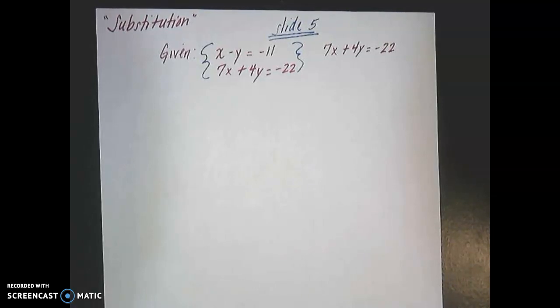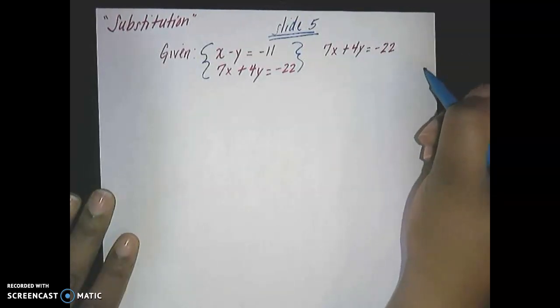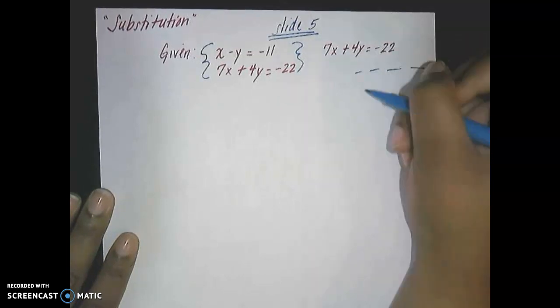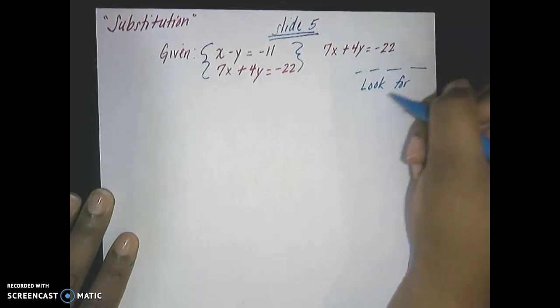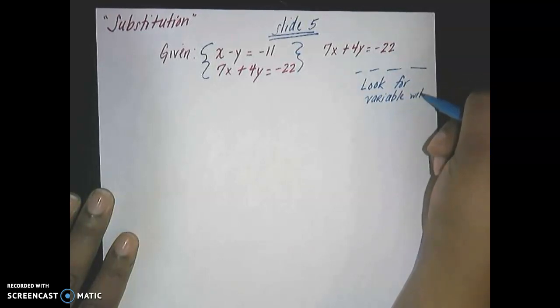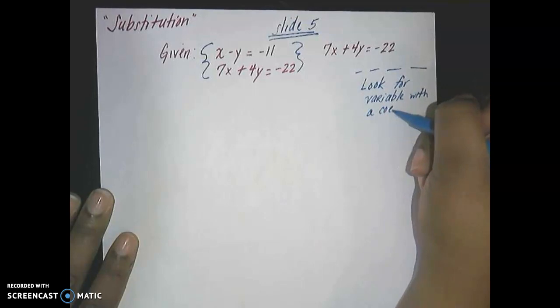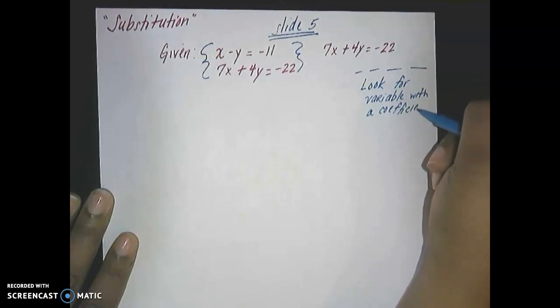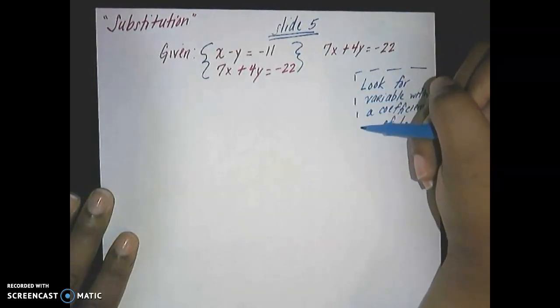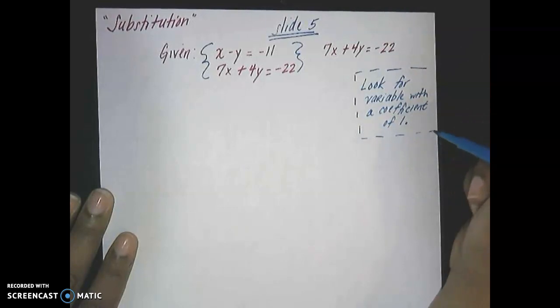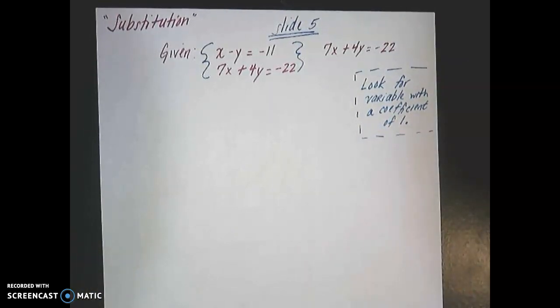So here we go. This is what I like to do. If I am solving a system of equations, I like to look for the variable with a coefficient of 1. Now let me explain that to you. That is a note from Miss Gable. This is how I approach substitution. I look for the variable with a coefficient of 1 because that's the one that I like to start with when I start thinking about my substitution.